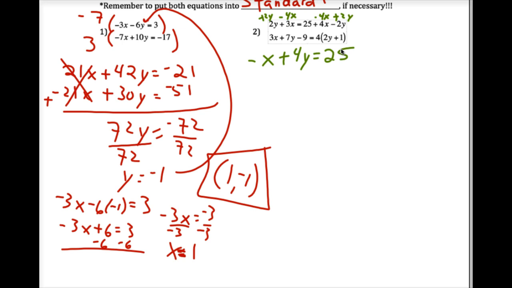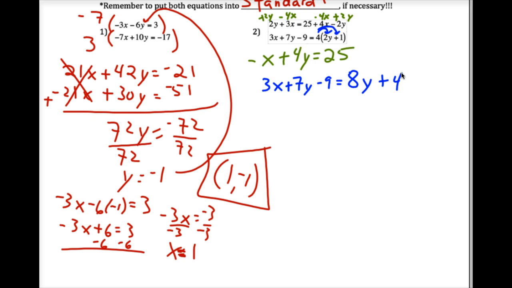Did I do that right? And then we got parentheses, because negative 4x plus 3x is negative 1x, and then 2y plus 2y is 4y, and then 25 stays over there. This next one takes us a little bit more time. What's that property called, people? Distributive. 3x plus 7y minus 9 equals 8y plus 4.